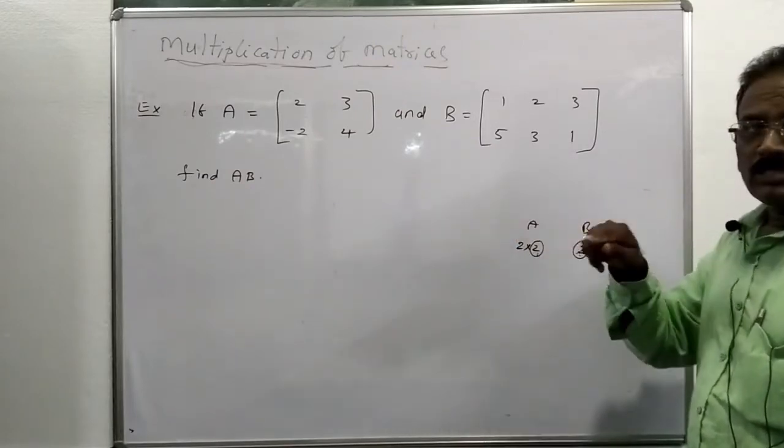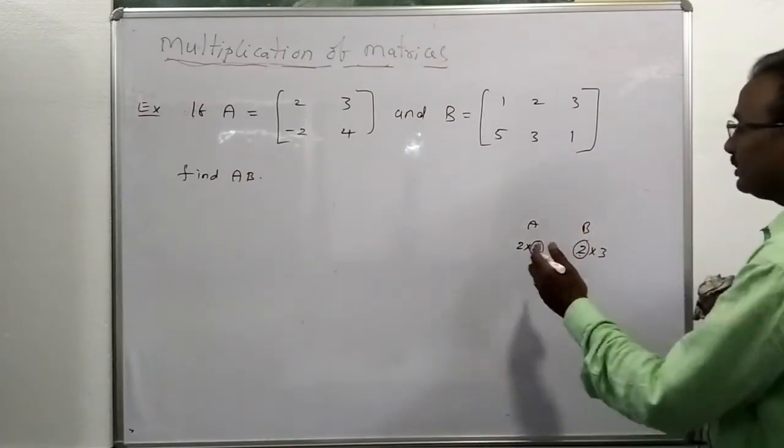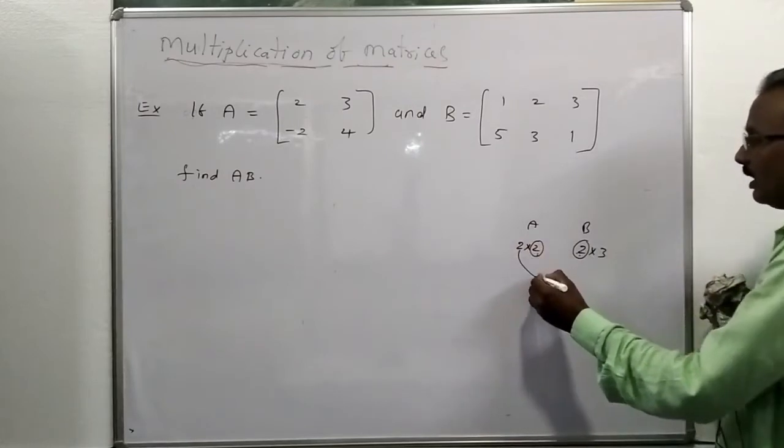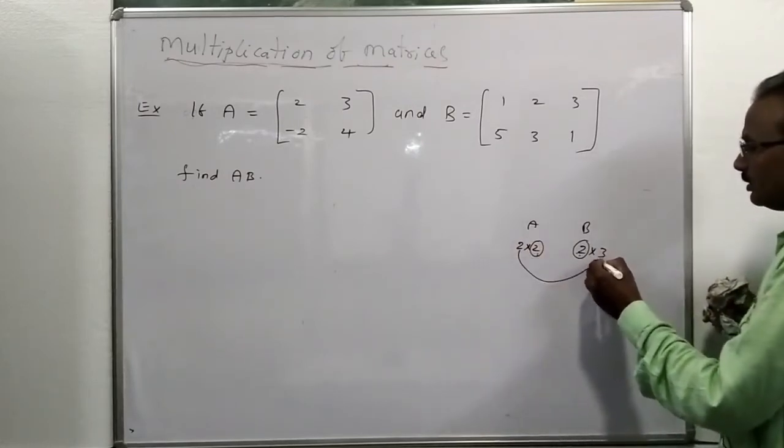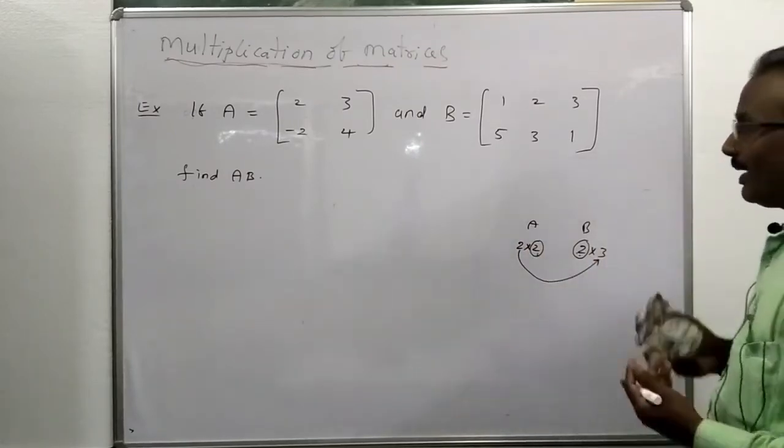A into B is defined and its order is, the resultant matrix order is 2 by 3. You will get a 2 by 3 matrix.